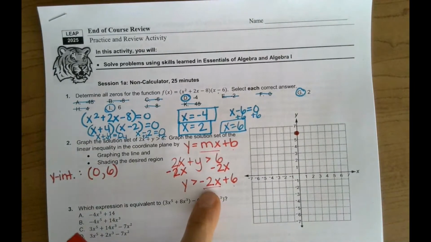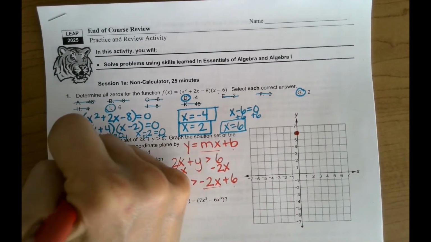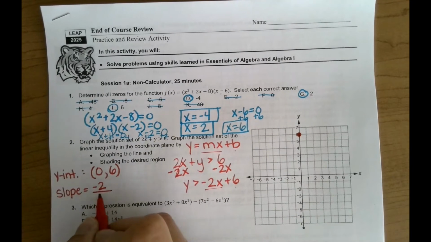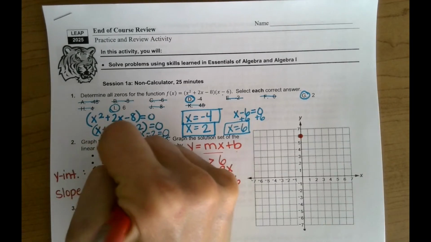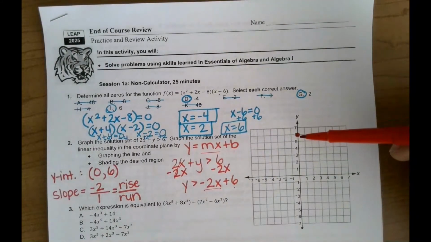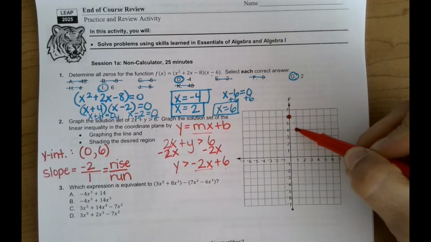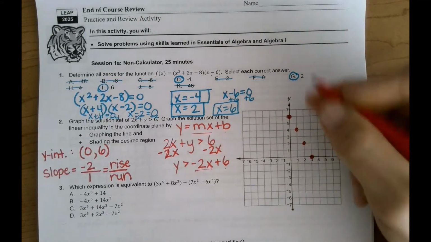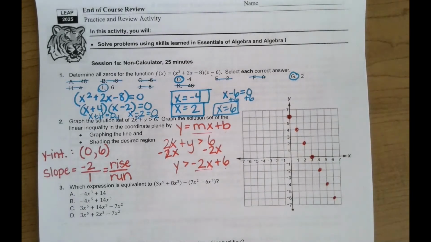Then I can also find my slope from my m value. So my slope equals negative 2. And then if I create a fraction, I put it over 1, that's my rise over run. So then from my starting point, I know I go down 2, right 1. Down 2, right 1. And I just keep going until I run out of space. Then I want to connect my line.